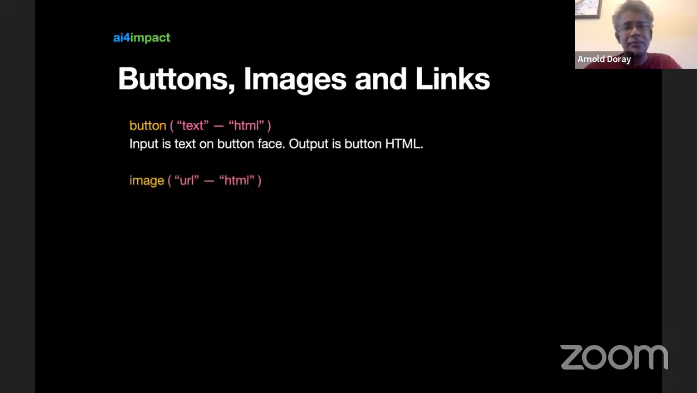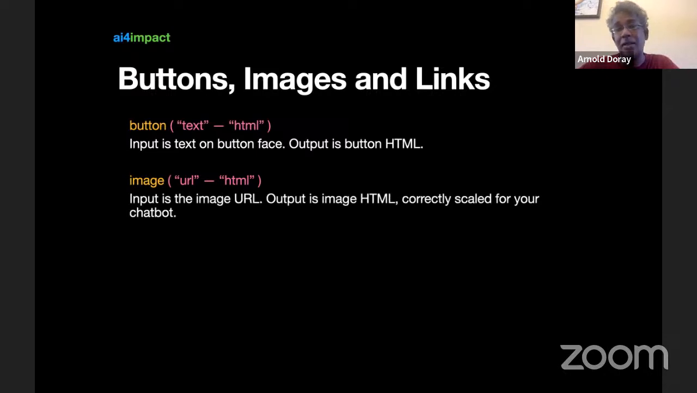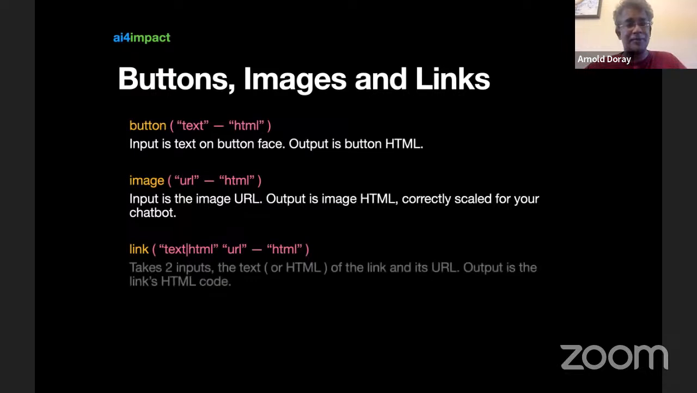All right. For images, again, if you have the URL of a JPEG or something like that from the net, then you just call image. After that, it will again give you the HTML, right? So the input is just the image URL, and the output is HTML. And the HTML is nicely scaled up, rounded, and everything else to fit your chatbot. And again, this is also customizable as well. And last of all, you've got link, which takes in 2 inputs, some text and a URL, and it produces some HTML. Okay, so it takes 2 inputs and produces 1 output.